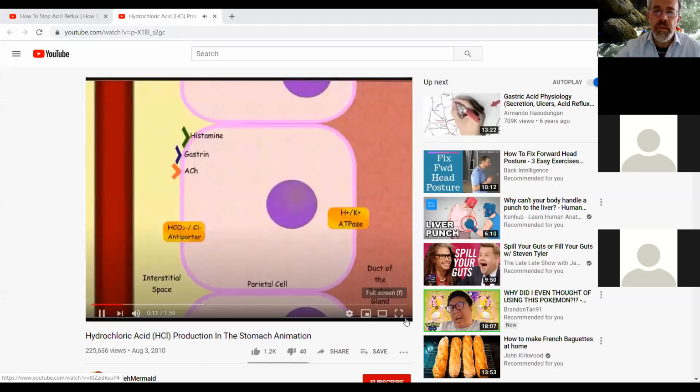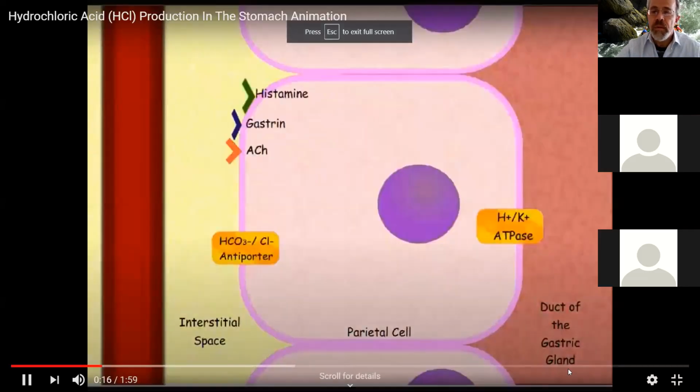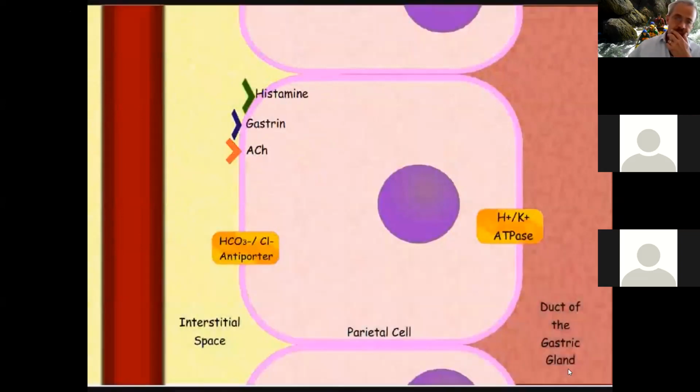And then. In order to protect the cell from the damaging acidity of hydrochloric acid, the parietal cell has to produce the components of hydrochloric acid separately. Histamine, gastrin, and acetylcholine will bind to receptors on the parietal cell. This initiates the hydrochloric acid production process. All three chemicals have to bind to the cell in order for this process to occur. Otherwise, hydrochloric acid production won't happen.